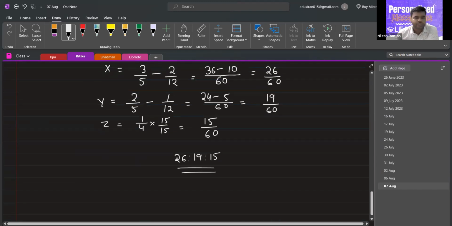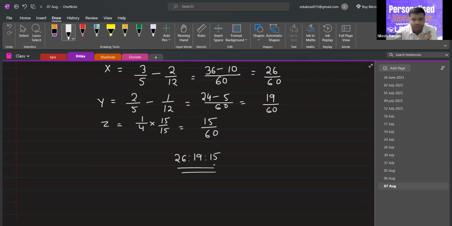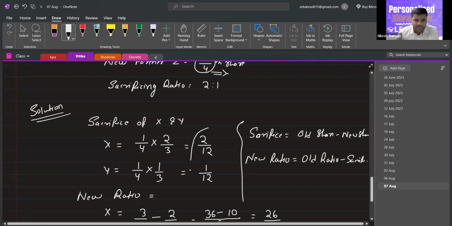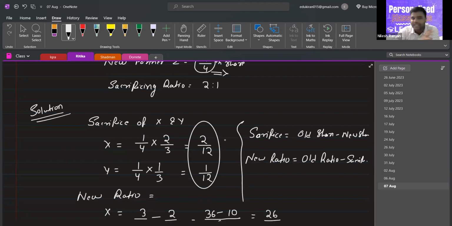So now the new ratio is 26:19:15. Now, in this case, what is the sacrificing ratio? It is given in the question, so we don't have to calculate. Yes, sir, it is 2:1. And if we have to calculate sacrifice, this is the sacrifice. The ratio is different from only the sacrifice. So sacrifice means this fraction, 2 by 12, 1 by 12. And if we say sacrificing ratio, then it will become 2:1.